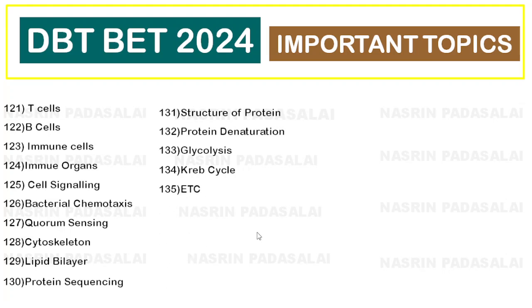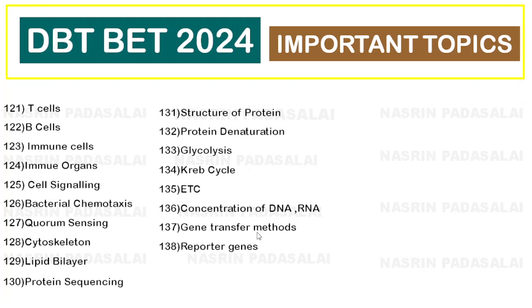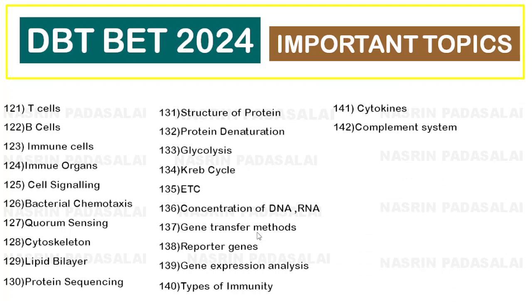Next is electron transport chain and inhibitors of electron transport chain, and how you determine the concentration of DNA and RNA by UV spectrometry. Next is gene transfer methods, both in plants and animals, you need to know. Next is reporter gene, simple selectable marker, screenable marker gene. Next is gene expression analysis, types of immunity: active immunity, passive immunity. And with regard to vaccination, you need to know about active immunization, passive immunization, like that. Next is cytokines, again very, very important. Complement system. So in immunology, you need to know about MHC, cytokines, complement system.